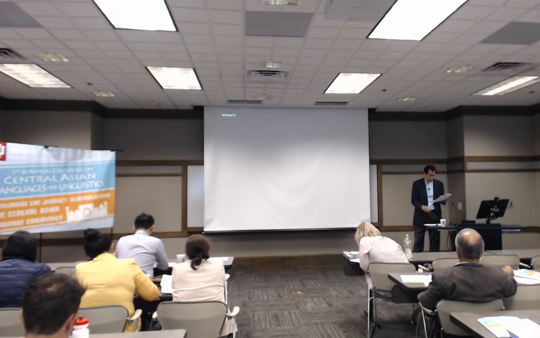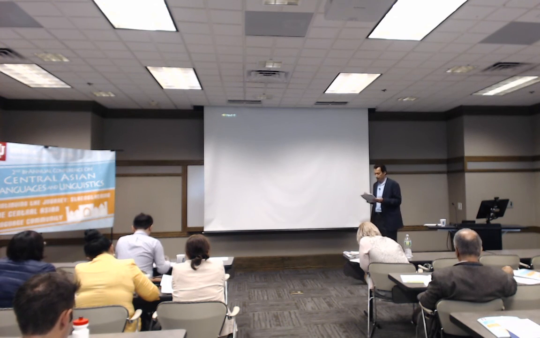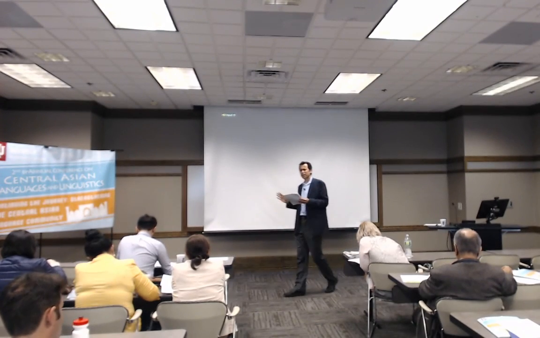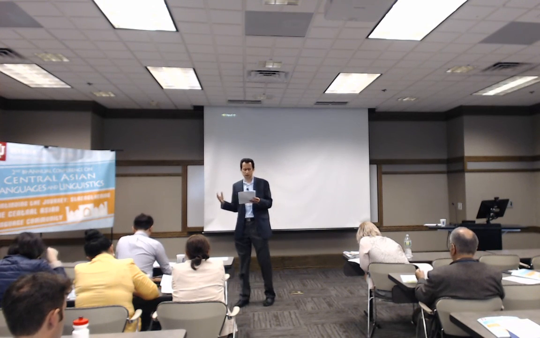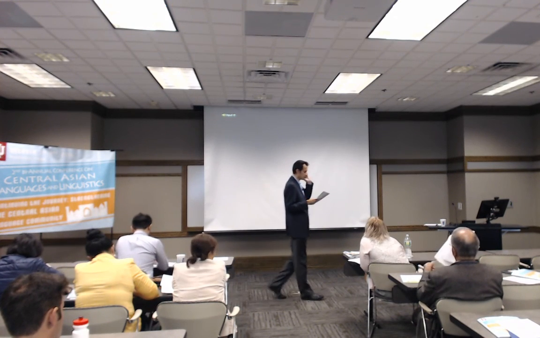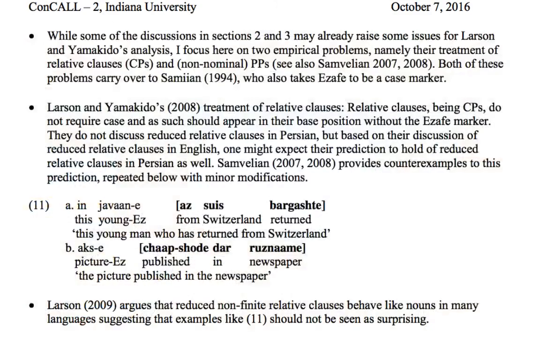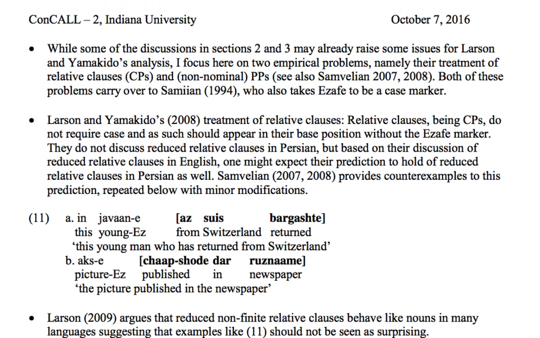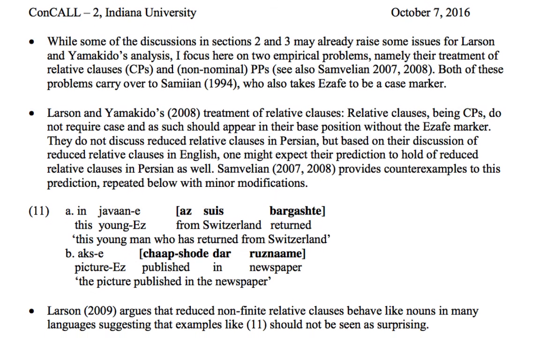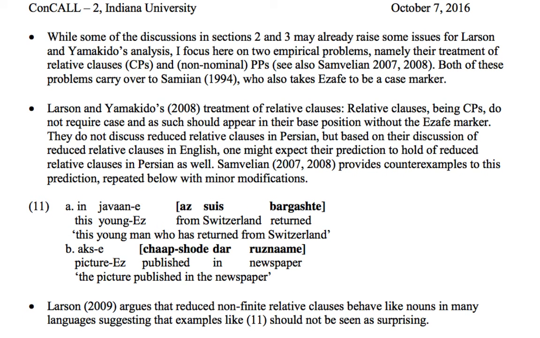We can move on to page 8. I think some of the things I've said already probably create problems for this type of view, but instead of going through those, let's pick two major empirical problems with that analysis of Ezafe as case. And that comes down to relative clauses and prepositional phrases. So for relative clauses being CPs, they say, okay, they don't require case, so they shouldn't take the Ezafe marker.